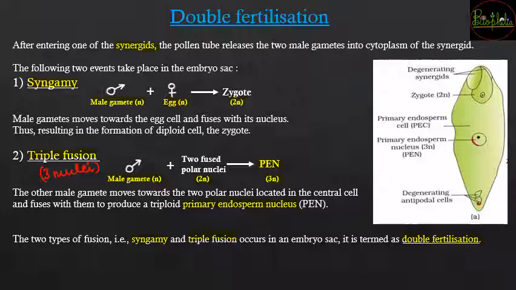So here in the adjacent diagram you can understand the position of the primary endosperm nucleus, that is triploid, and the zygote, that is diploid. So this double fertilization is going to be a unique feature of angiosperms, because angiosperms are the only plants that show this double fertilization process. So with this we have completed the formation of zygote. Now in the next video we will see the development of the zygote and the development of the primary endosperm nucleus.